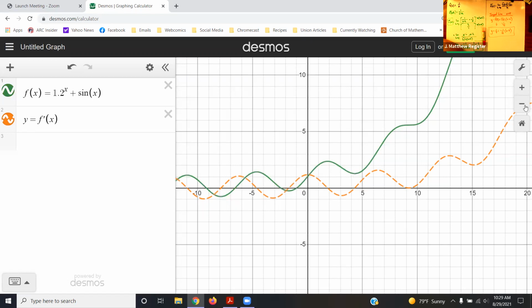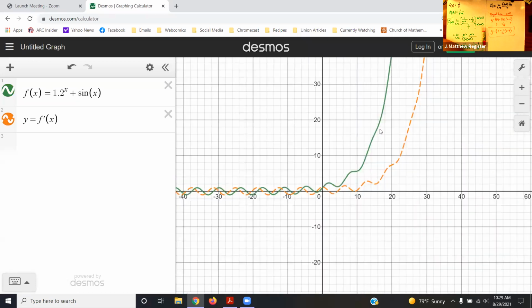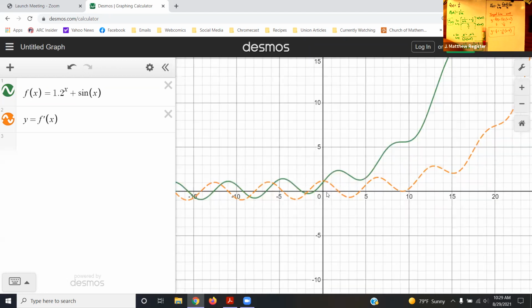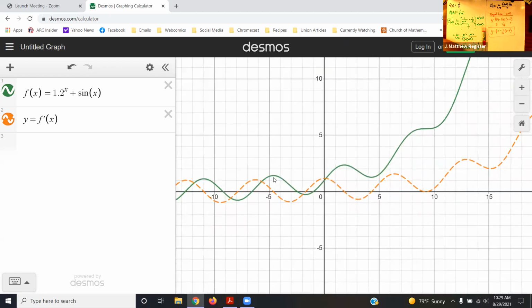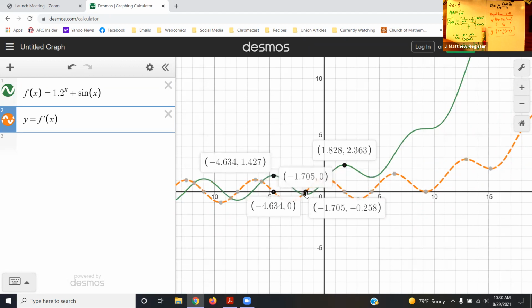All right, and so looking at this function, this is a very weird looking function, right? It is going to be increasing off to infinity over on this side. But when we look at this, we can kind of see the behavior of it. And so our green function is our main function. Wherever our green function is going to be having a high or a low point is going to be corresponding to when the orange function is at 0. And that'll continue all of the way throughout.